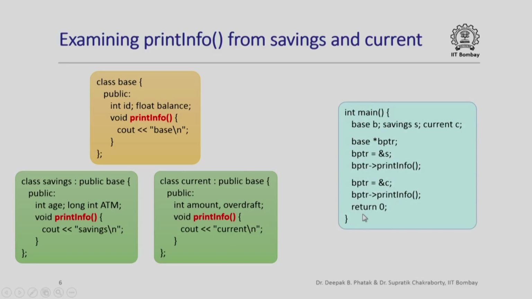So, if I had a main program like this, note that I have instantiated an object of the base class, an object of the savings class and an object of the current class.